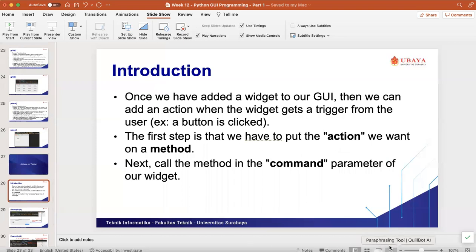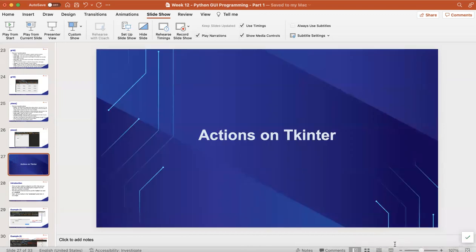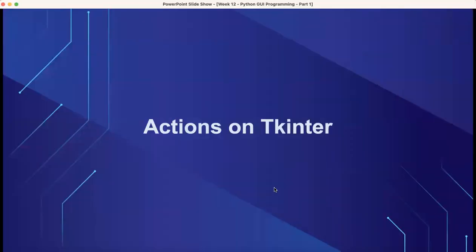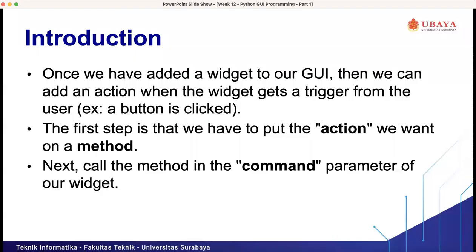Okay, so the next one is the action on tkinter. If we want to give an action to our widget, for example, if we press the button, then it will trigger some command in our program. Once we have added a widget to our GUI, we can add an action when the widget gets a trigger from the user, for example, a button is clicked. So the first step is that we have to put the action we want in a method. Next, call the method in the command parameter of our widget.